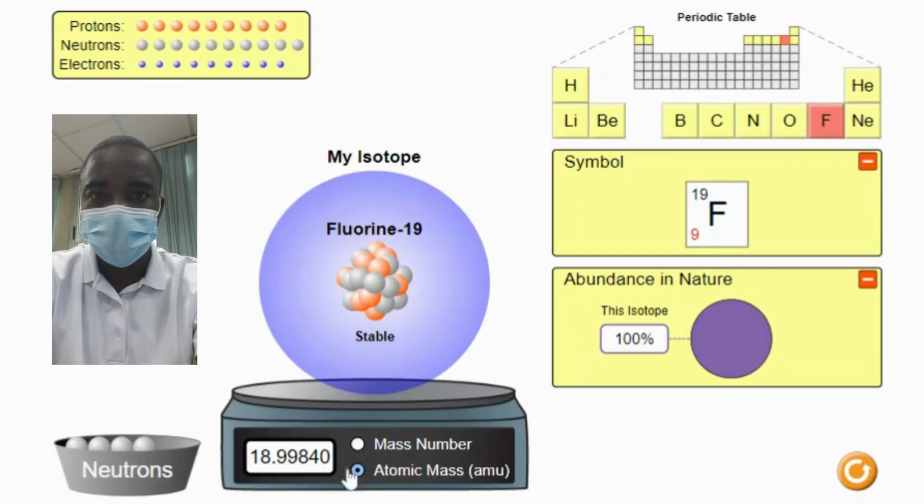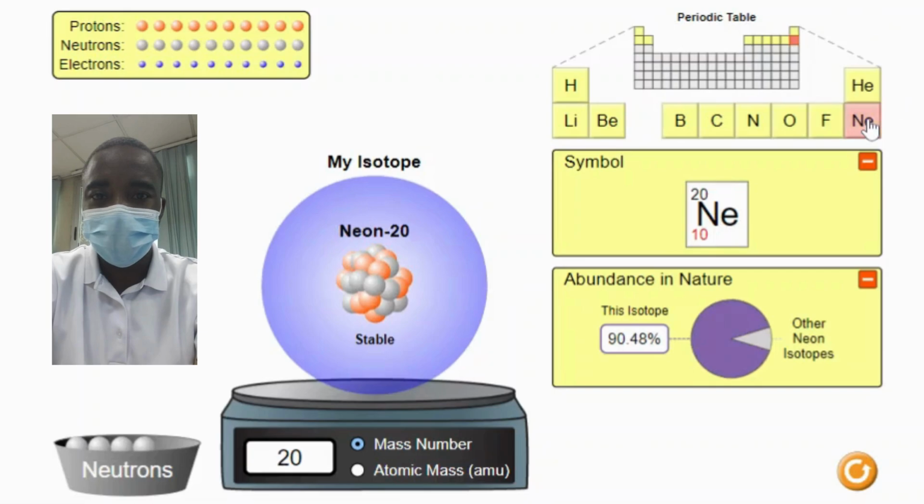The simulation provides an interactive platform where students can actively engage with the concepts of isotopes, atomic mass, and average atomic mass. By building isotopes, creating mixtures, and adjusting the relative abundance of isotopes, students can gain a deeper understanding of the principles governing isotopes and their mixtures.